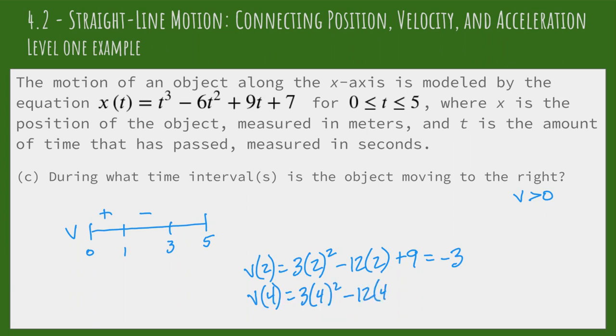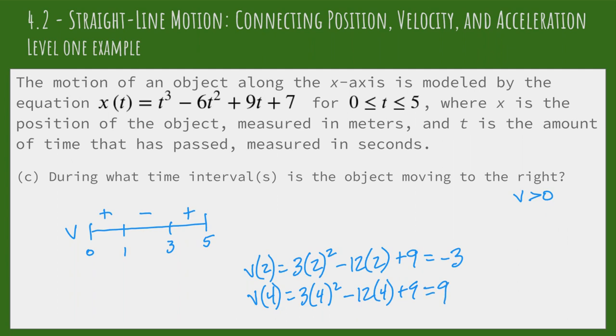Minus 12 times 4 plus 9. 4 squared is 16, times 3 is 48, minus 48 is 0, plus 9 is 9. So the velocity at 4 is positive, and it's going to end up being positive everywhere between 3 and 5.